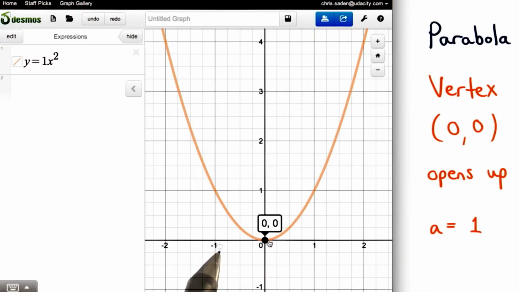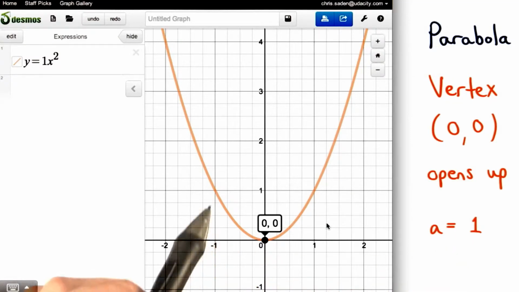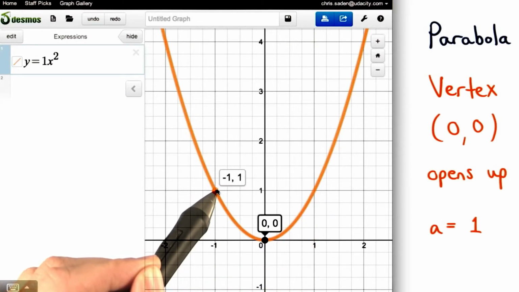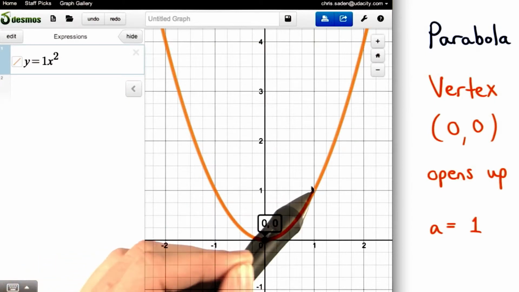The points to the left and to the right of the vertex will be exactly 1 unit above the current point. So we move 1 unit left and 1 unit up. We move 1 unit up since the a value is 1. And then to get the symmetric point, we move in the opposite direction, 1 unit right and 1 unit up. So we can see that we have a point of (-1, 1) and a point of (1, 1).